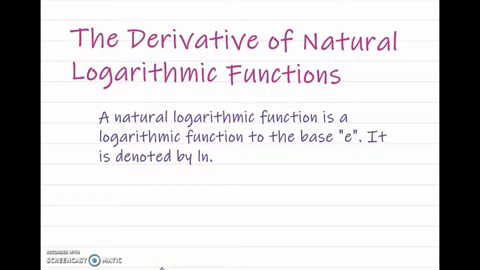Now let's have the derivative of natural logarithmic functions. As I recall, a natural logarithmic function is a logarithmic function to the base e, where e is Napier's constant, or Euler's number, which is approximately equal to 2.718281828, and it is denoted by ln. This means that the log of x to the base e is just equal to ln x.